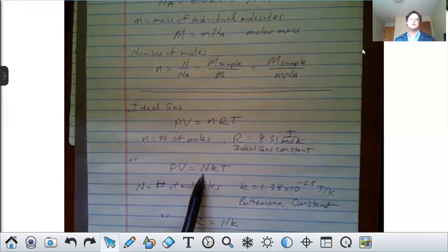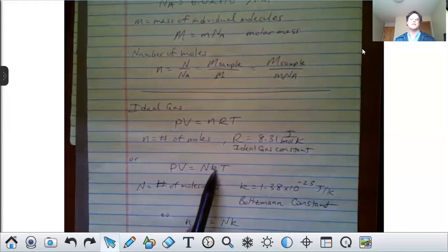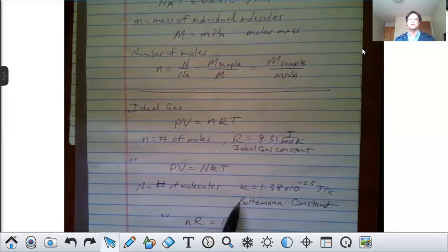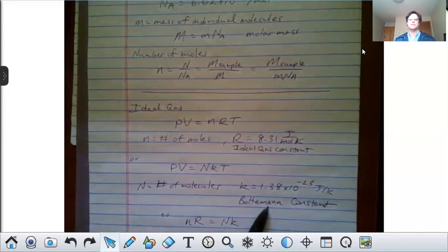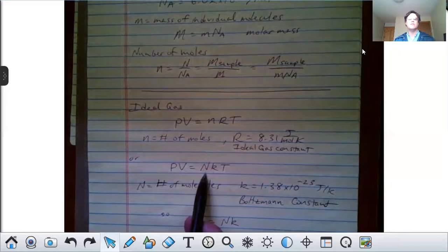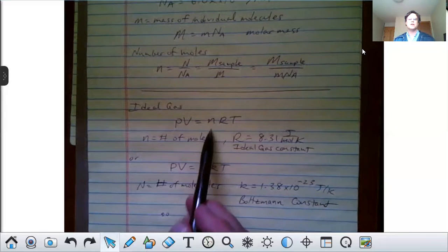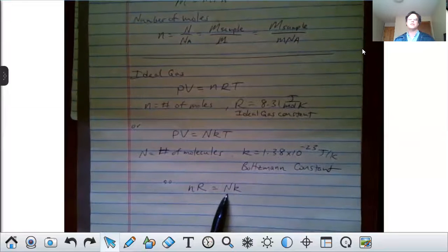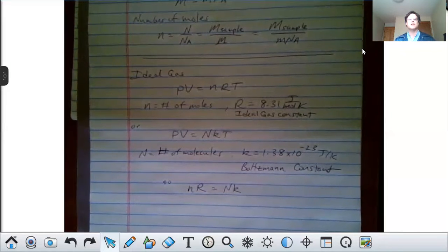We could also write it in terms of the number of molecules. We just have to change the constant here. And this is called Boltzmann's constant, or the Boltzmann constant. And so here's the value of it. And the capital N is the number of molecules. Just by looking at these 2 equations, we can see that the number of moles times R is equal to the number of molecules times k, Boltzmann's constant.